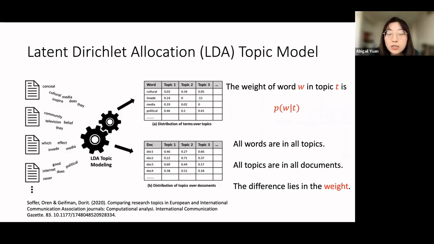distribution over documents. So we assume that in each of the documents, we have all topics, but the only difference is that the weight for each topic is different. Therefore, we say there are all words in all topics, and all topics are in all documents. The only difference between each topic is in the weight of the terms.